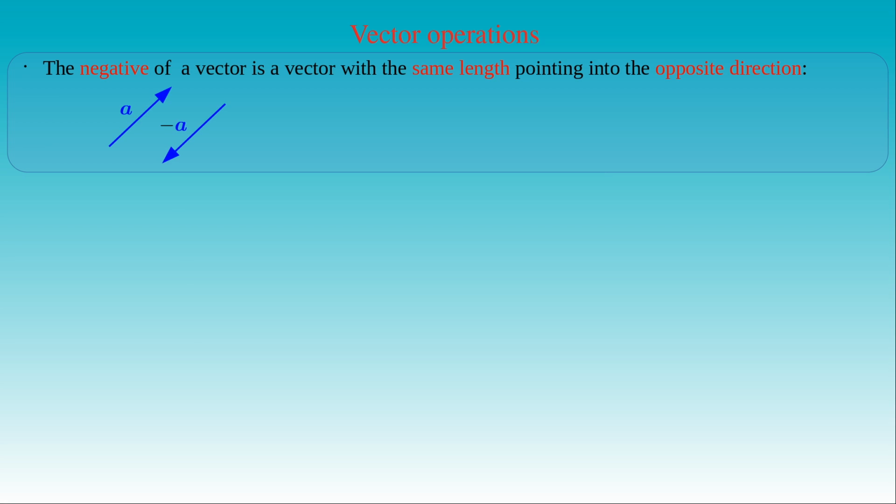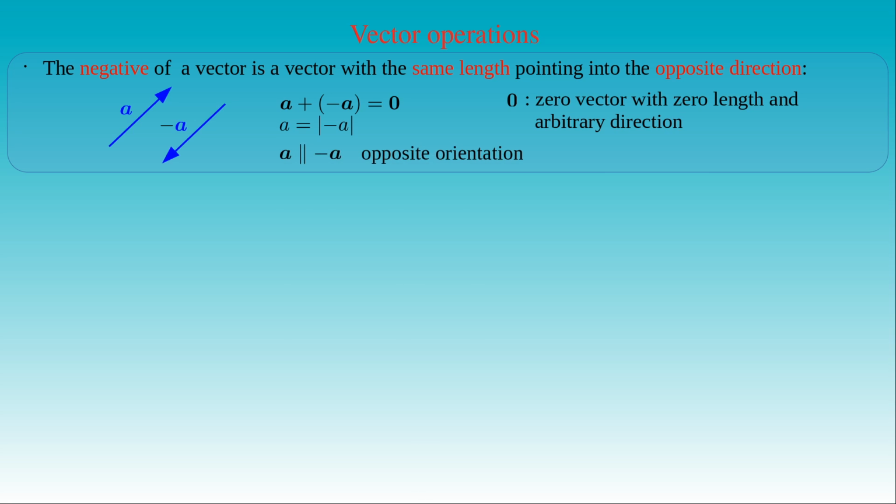In the vector equation we can see that the sum of these two vectors is equal to the zero vector, where the zero vector has zero length and an arbitrary direction. The vector equation also shows that the lengths of the vector a and minus a are equal. They are also parallel but they have opposite orientations.